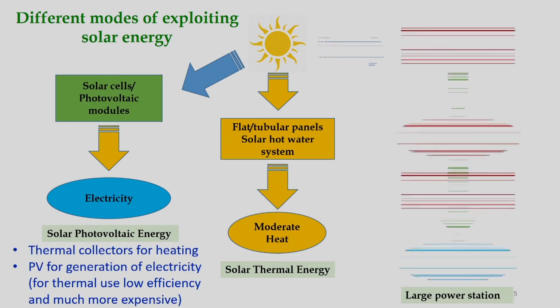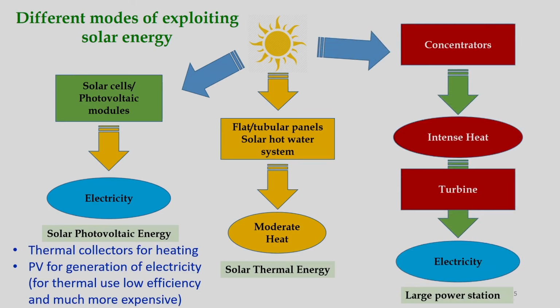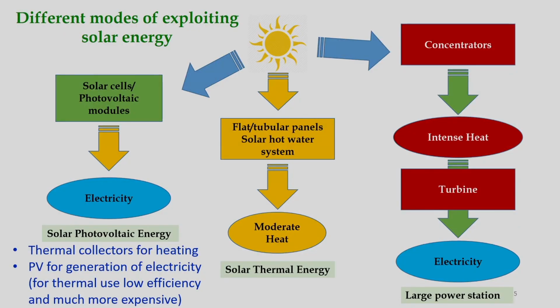The third case is where the solar radiation has to be concentrated, and that focused energy becomes intense heat, which is converted to electricity by using turbine generator assemblies. That is applicable for large power stations. Normally in this case, we use the conventional Rankine cycle for generation of electricity.